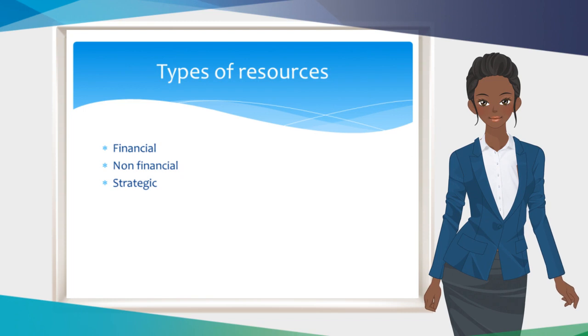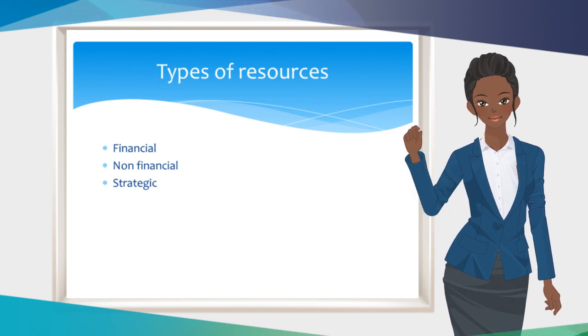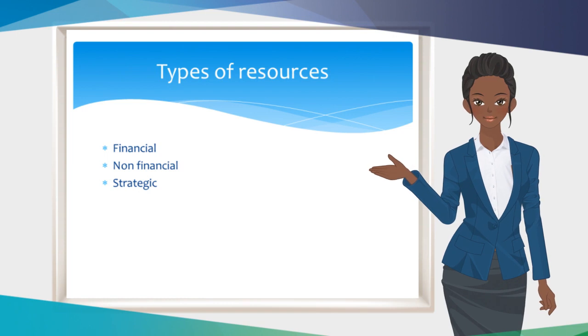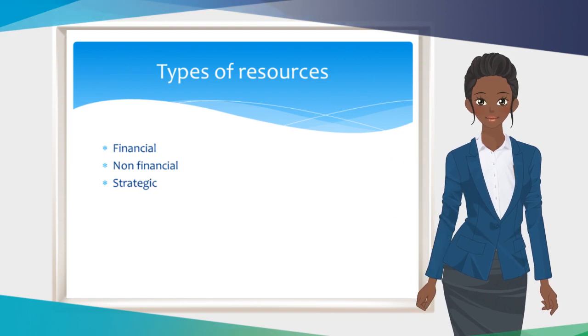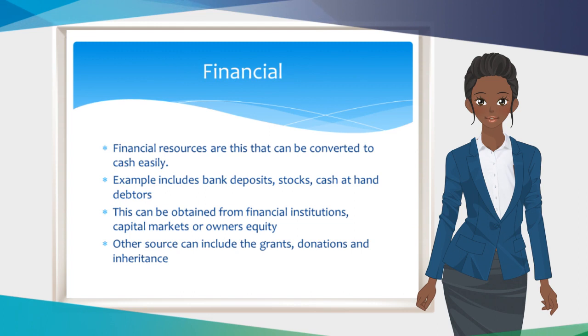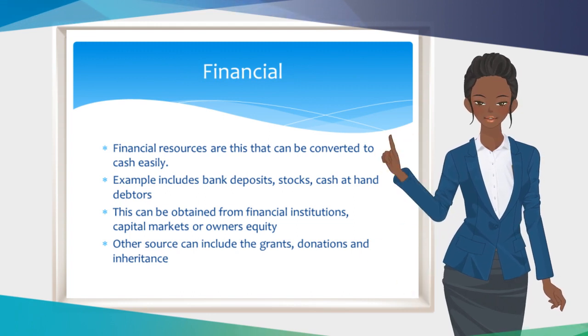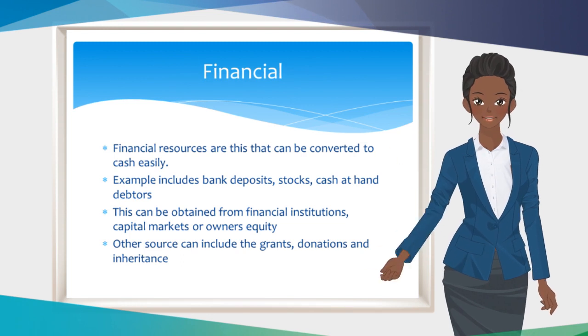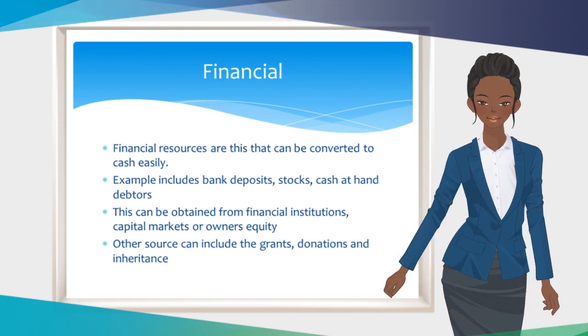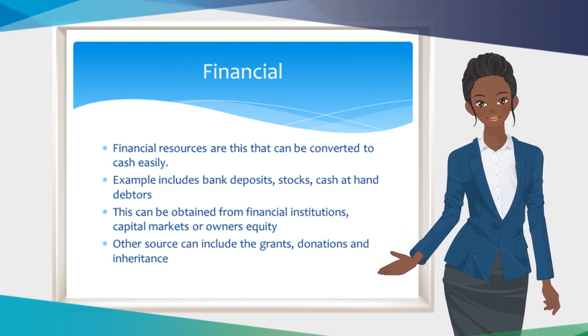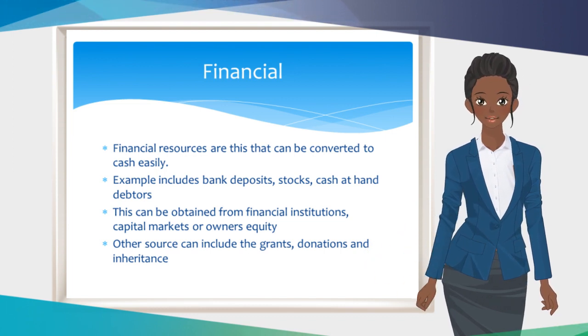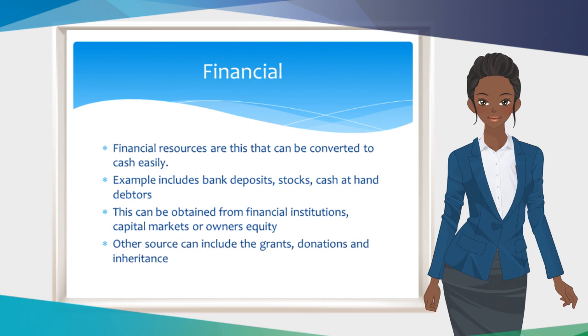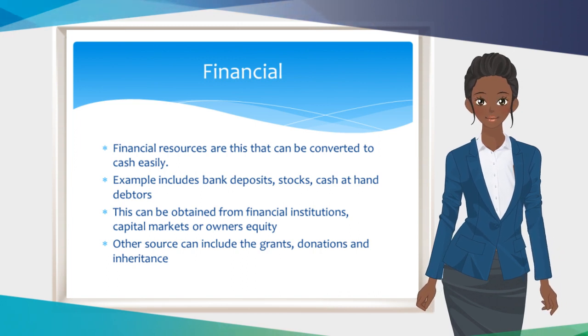Classification of resources. Resources can be classified as follows: financial, non-financial, or strategic. Financial resources. Financial resources are those resources that can be converted to cash easily. Examples are bank deposits, stocks, cash at hand, and debtors. This can be obtained from financial institutions, capital markets, or owner's equity. Other sources can include the grants, donations, and inheritance.